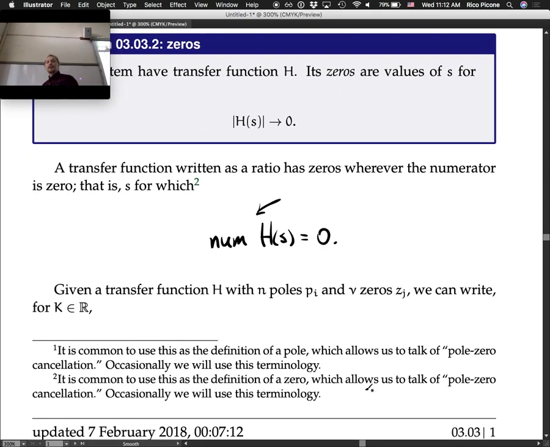So given a transfer function h with n poles p_i, notice I use n there. Interesting, reusing a symbol. Doesn't mean anything necessarily. What did n stand for before?